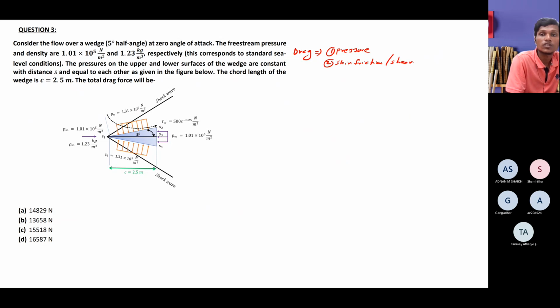Skin friction or shear stress. So one is the pressure drag and the second one is the skin friction or the shear drag. So let's try to understand how the pressure is varying on the upper and lower surface.